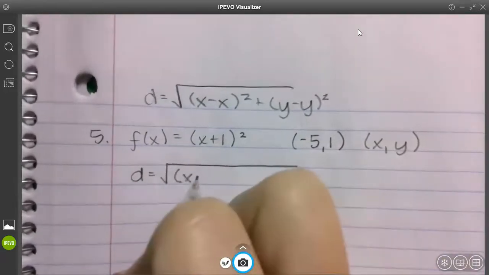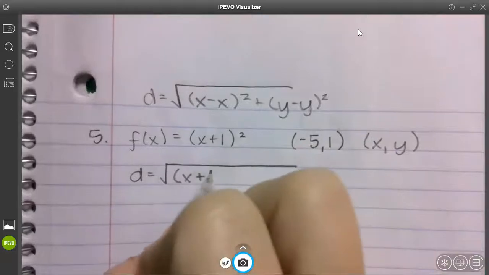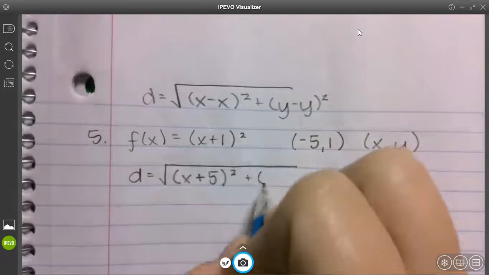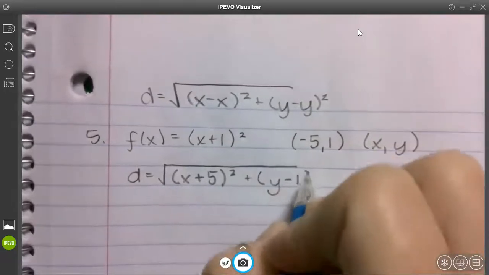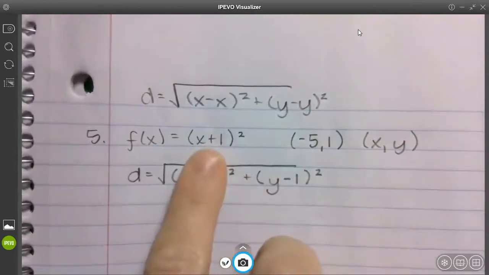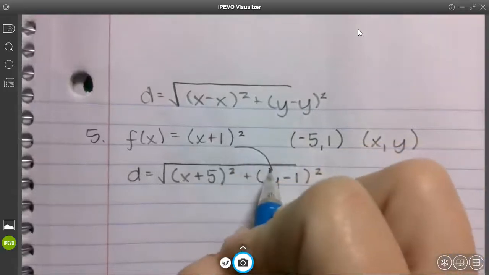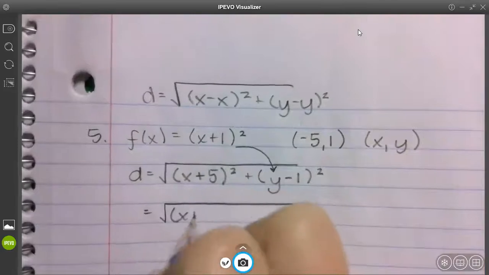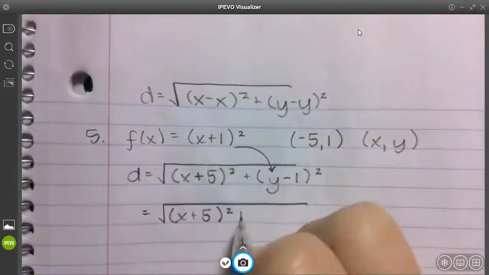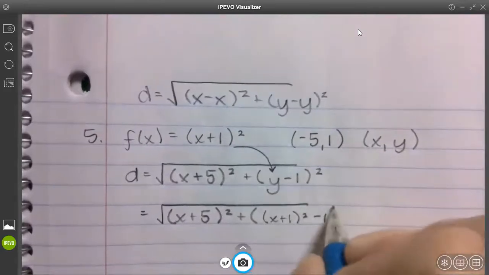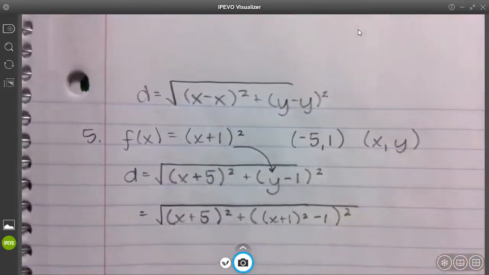So in our formula, we're going to do x minus -5 is x plus 5 squared plus y minus 1 squared. And then because we don't want y in here, we're going to plug in this function for y. And you'll do that on the next one as well. So we're going to get the square root of x plus 5 squared plus x plus 1 squared minus 1 all squared.